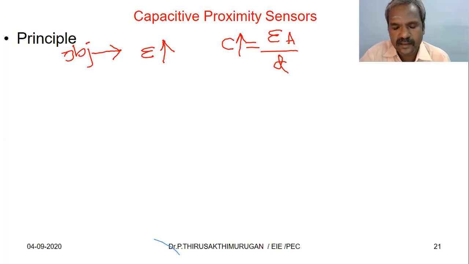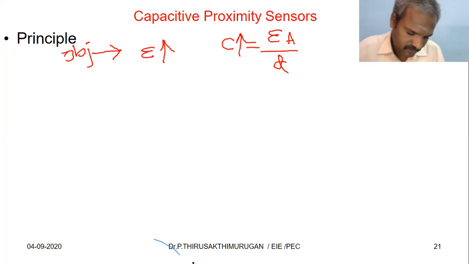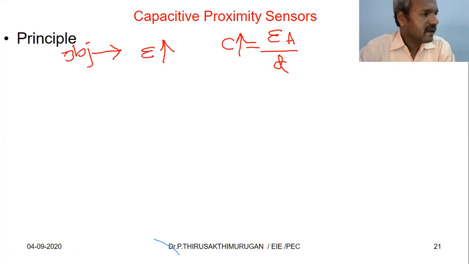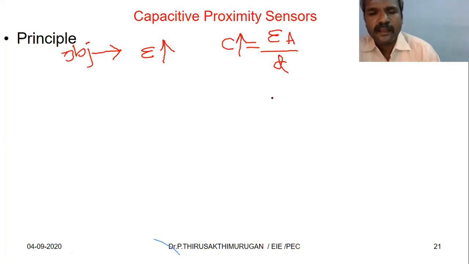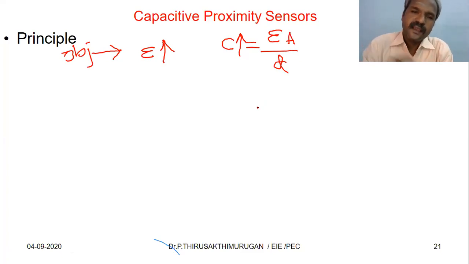This increasing capacitance acts as the trigger for the output. So it detects the object, the non-metallic object. As I told you, capacitive proximity sensors also detect metals with high permittivity. This can detect plastics, glass, water, and food materials such as Horlicks, Cerelac, etc.